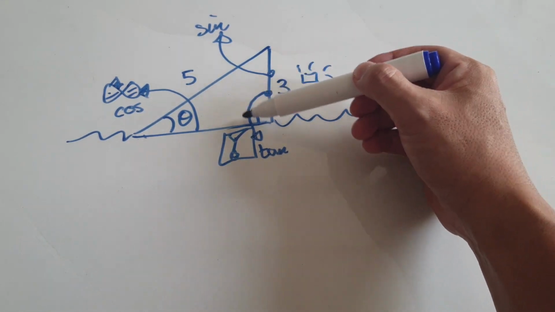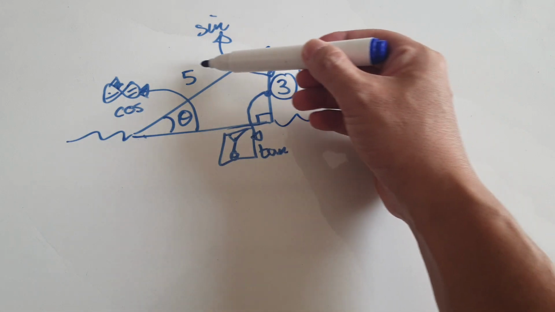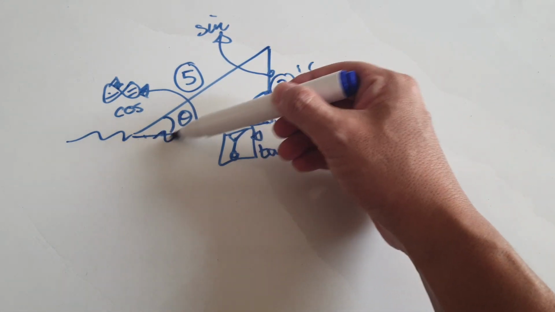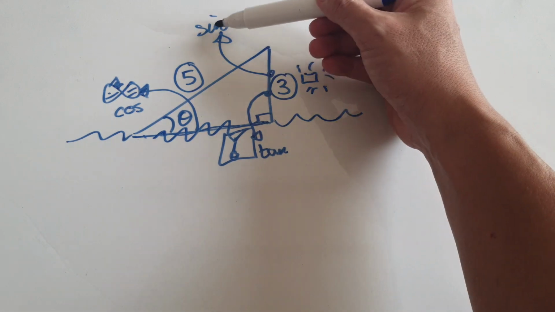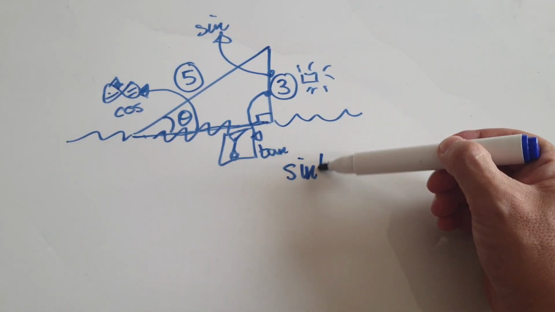So which one do you need? Are you going to use tan, sine, or cos? Well, this is in play. This is in play. This length here is not in play. So you should be using sine. So you sine the angle, but you don't know what the angle is.